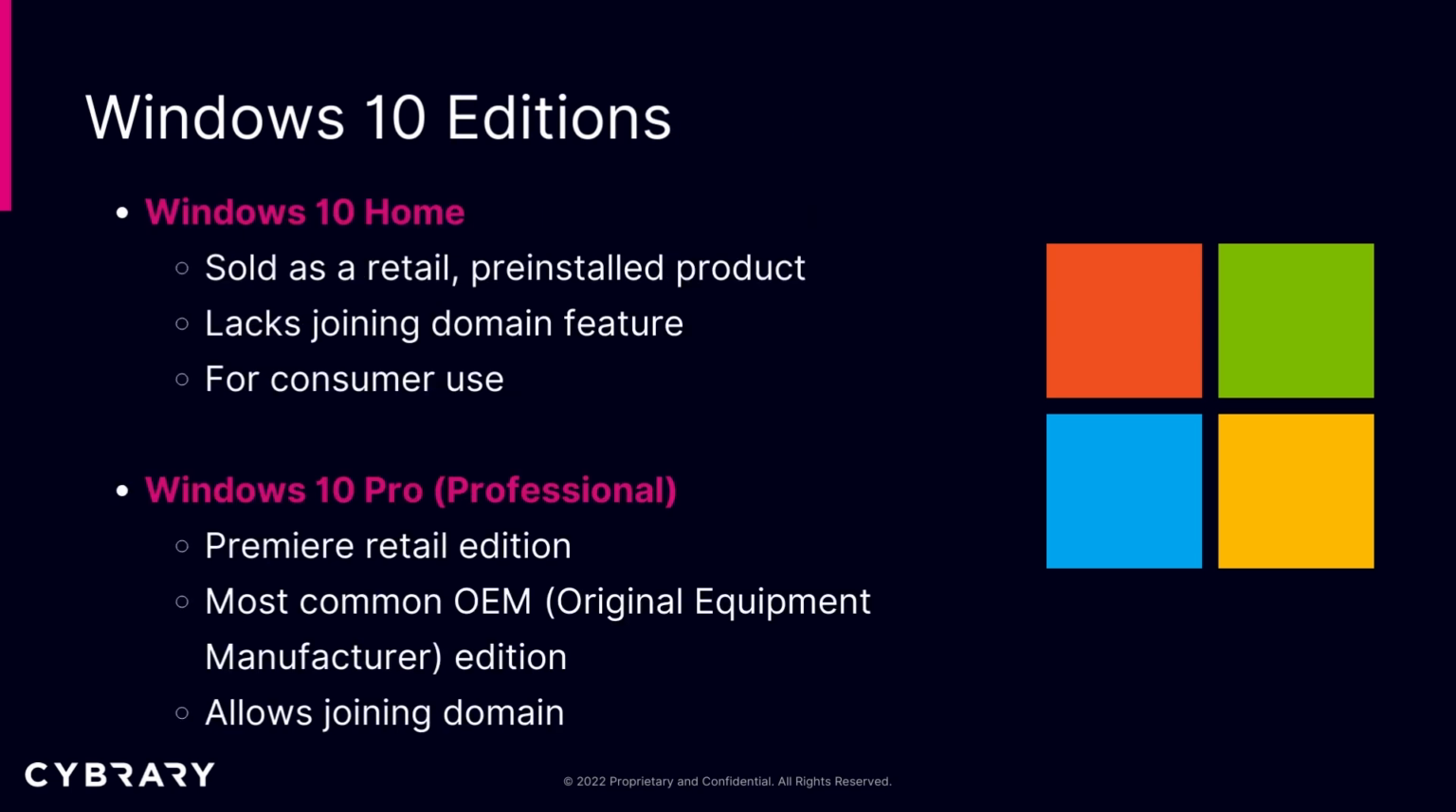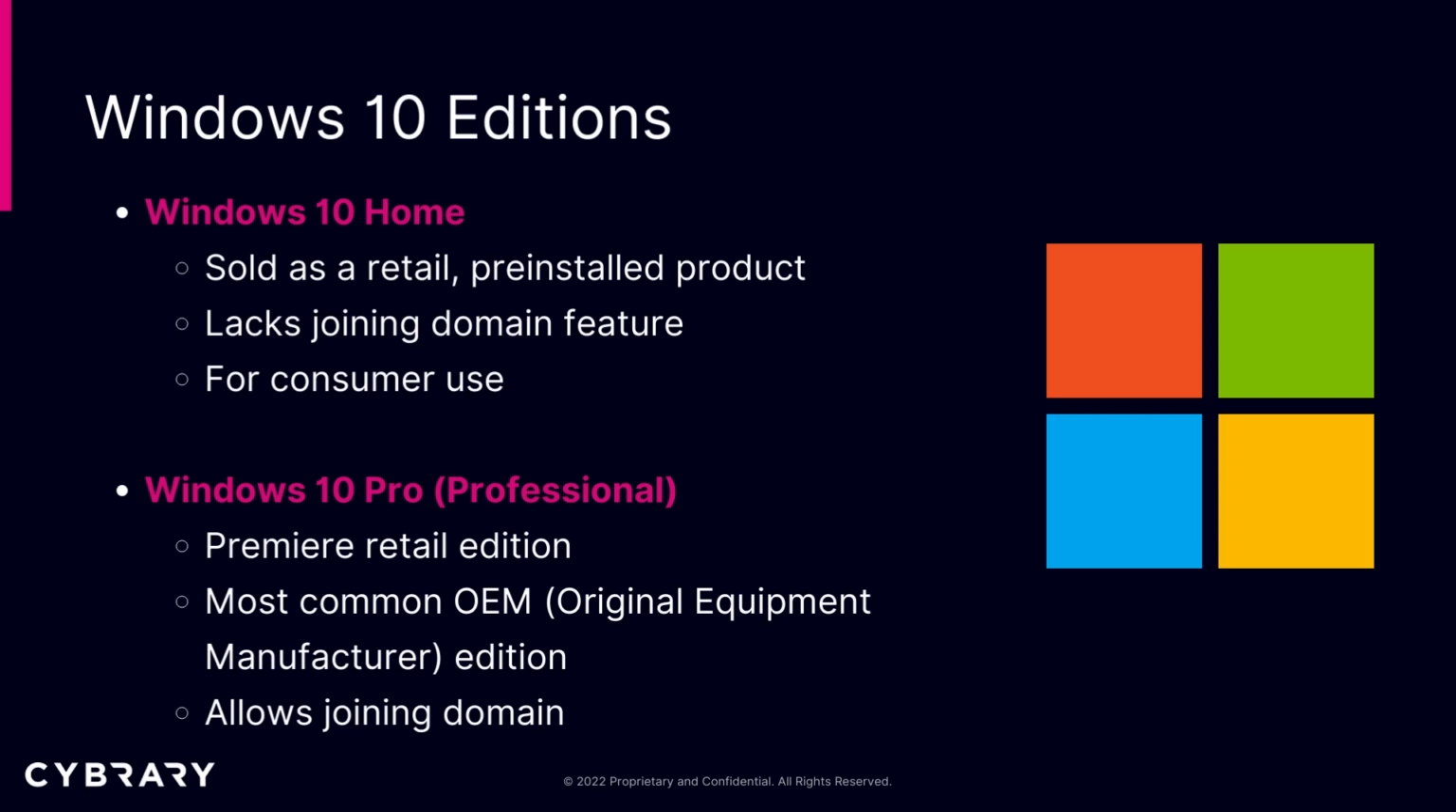So, Windows 10 Home, this was sold as a retail pre-installed product. Normally, you would get this as an OEM version, which means an original equipment manufacturer. If you were to buy a PC and it came with a Windows 10 Home version, it was already pre-installed by the manufacturer. So the features that the Home edition had versus the other ones, it was just strictly for consumer and home use. So it lacked the ability to join a domain or corporate domain that you would find in a business. And again, it was strictly for consumer use.